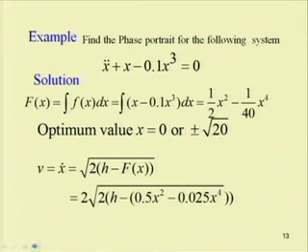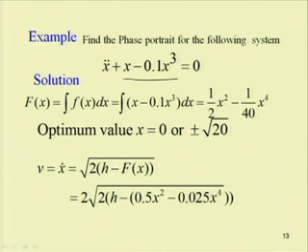So, let us take one example. We have to find the phase portrait for the system given by x double dot plus x minus 0.1 x cubed equal to 0. In this case, my small f(x) equals x minus 0.1 x cubed. So, this capital F(x), that is the potential function, can be written as the integral of f(x) dx. So, it is the integral of x minus 0.1 x cubed dx. So, this is equal to half x squared minus 1 by 40 x to the fourth.